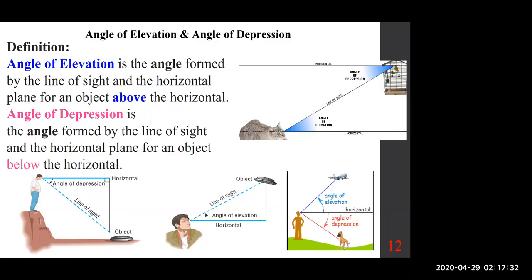So I have put a bunch of diagrams for you so it becomes clear. In short, you will always make up an angle with the horizontal line. If we are looking up, in essence, it becomes an angle of elevation. If we are looking down at an object, it becomes an angle of depression. That's as simple as that.